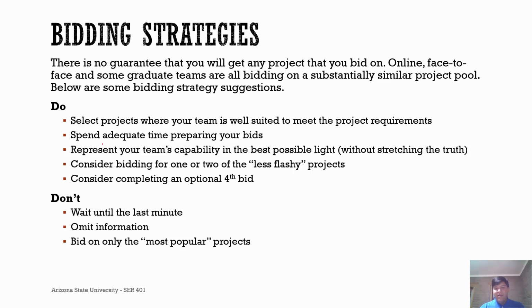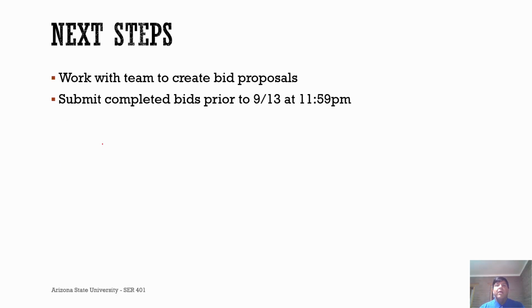Okay. These are the flip side of the do's, right? So don't wait until the last minute. Don't omit information, right? Do what we ask for in the form. Don't bid on only the most popular projects. I already mentioned that, right? Make sure you diversify a little bit. Grab some of the major vendor names out there that you recognize and think would be great to have on your resume, but also try for some of the smaller or less known projects, assuming they're appropriate and assuming they're interesting to you.